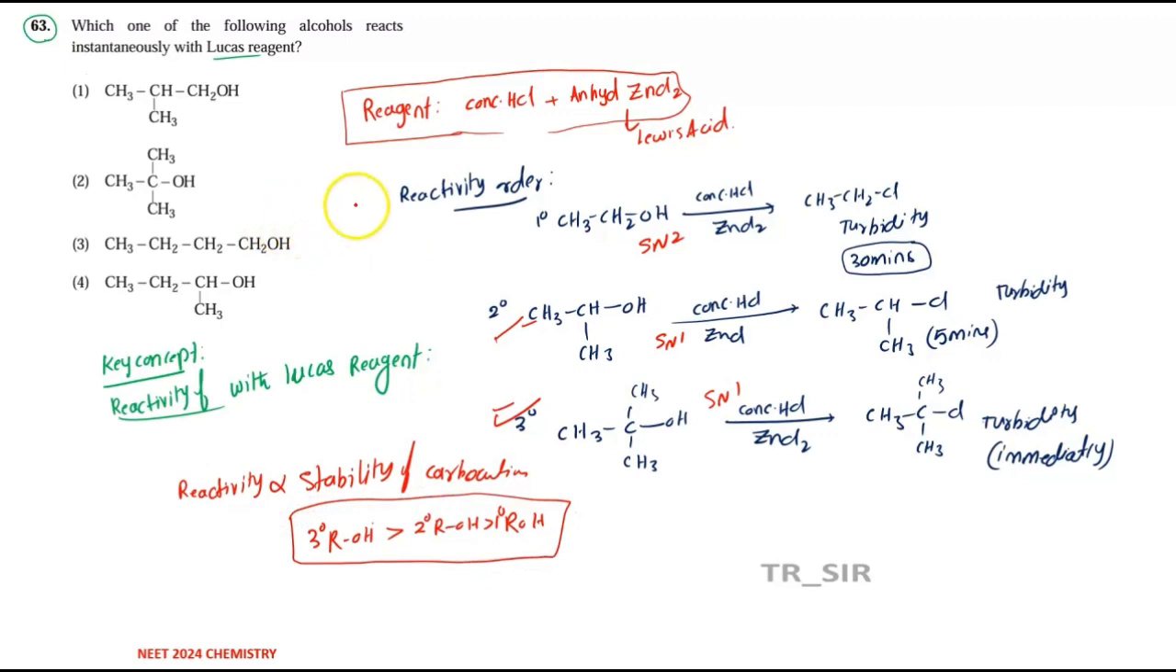Now let us see the question, instantaneously. This alcohol is a primary alcohol, because the hydroxyl group is attached to a primary carbon. This one is a tertiary alcohol. This again is primary. This again is tertiary. So in this case, the fastest reactivity is the second option, which is the correct answer.